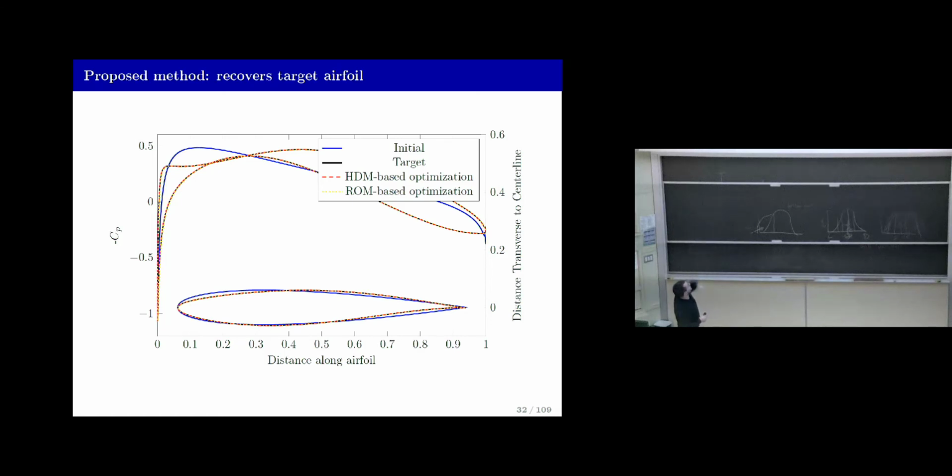You can see the blue is the initial configuration. Down here is the airfoil, and up there is the pressure curve. Whether I used a traditional high-dimensional model-based approach, where we don't use ROMs at all and always solve the PDE, or this proposed approach, we get to the right solution. We converge to our target solution in both cases. So the question becomes, great, you were able to reproduce what we could already do. What's the point? Well, the point is we can do it faster.